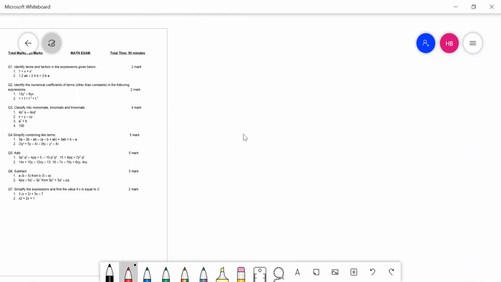Question number one. Question number one is identify terms and factors in the expression given below. So you have to find the number of terms and what are the factors of these expressions. So let's take 1 plus x square. In the given algebraic expression, how many terms are there? There are three terms. How do I know there are three terms? Because terms are separated by plus and minus sign.